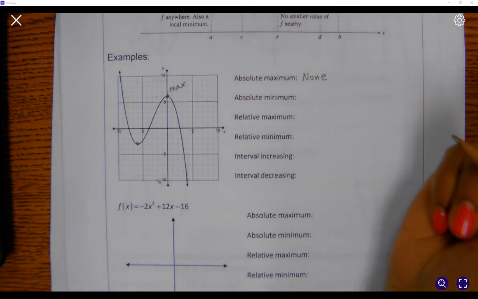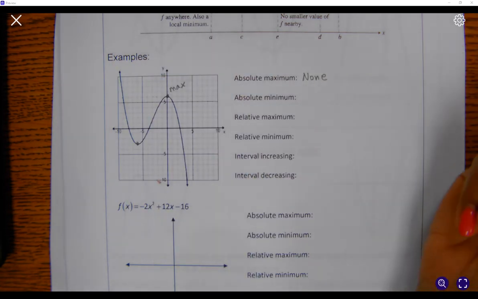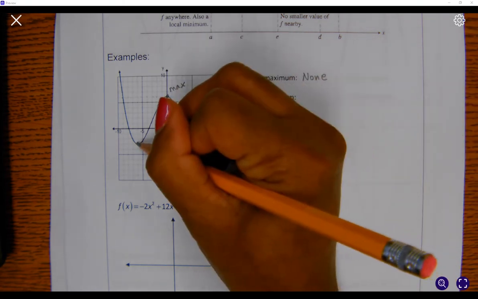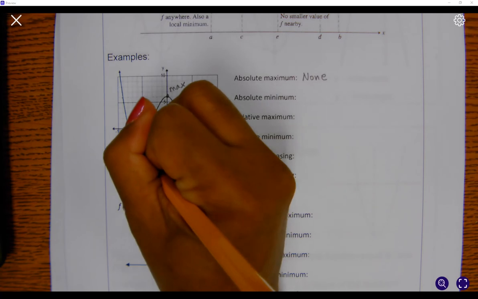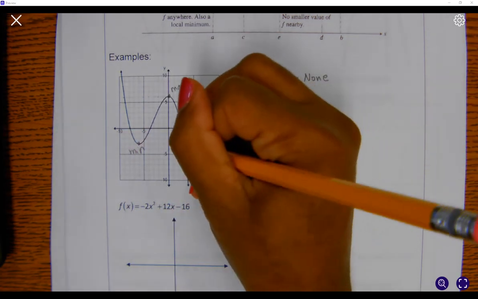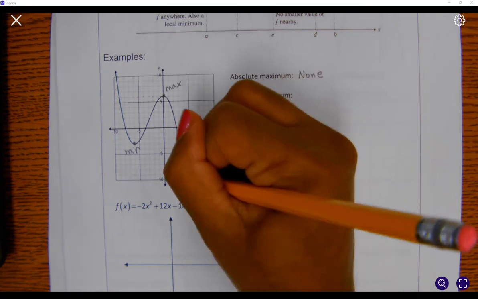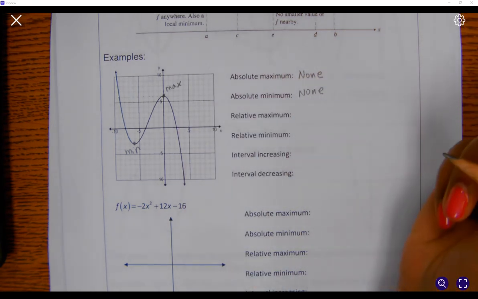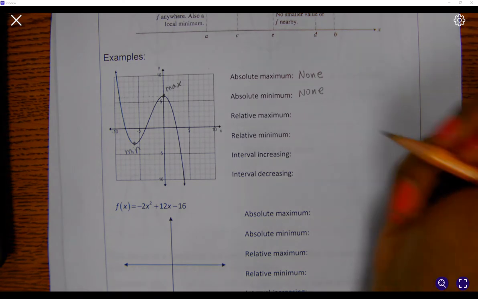We don't really say infinity or anything, we just say none. And then for absolute minimum, well, this is a low point, this is a minimum, but it is not the absolute, it is not the lowest point. There's something that goes lower. So since it keeps going down, we say none. There's no absolute maximum or absolute minimum.